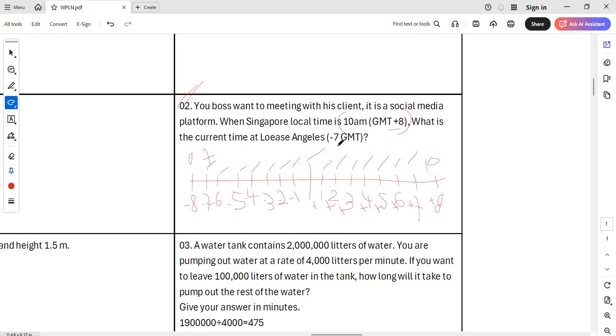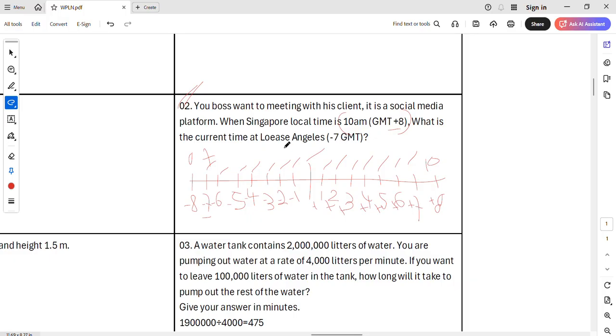Here they are asking the Los Angeles GMT minus 7. Yes, here the GMT minus 7 is Los Angeles. So asking the question, your boss wants a meeting with the client, a social media platform, in Singapore local time 10 a.m., GMT plus 8. What is the current time in Los Angeles, GMT minus 7?